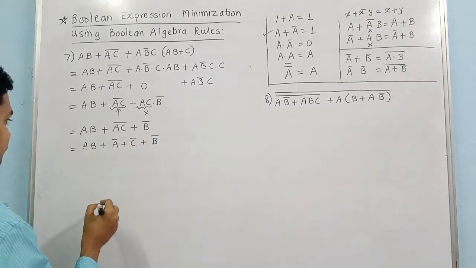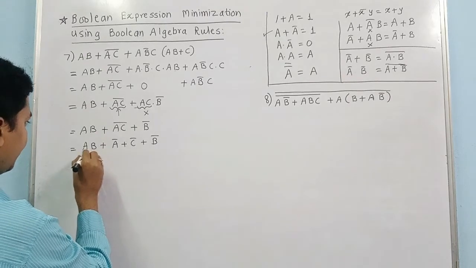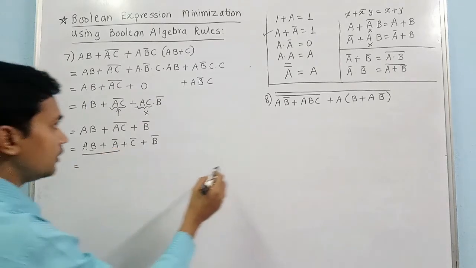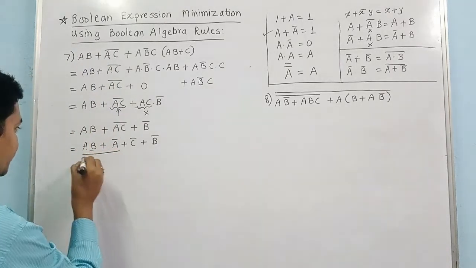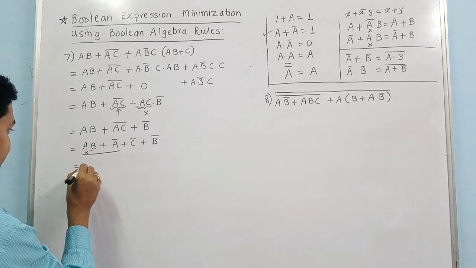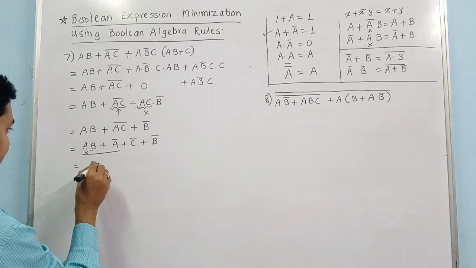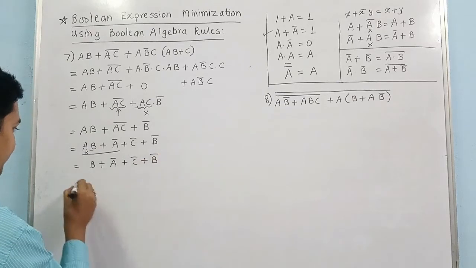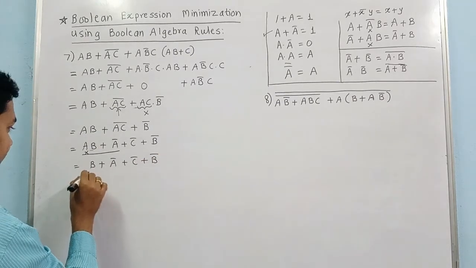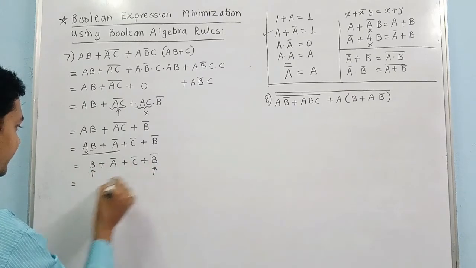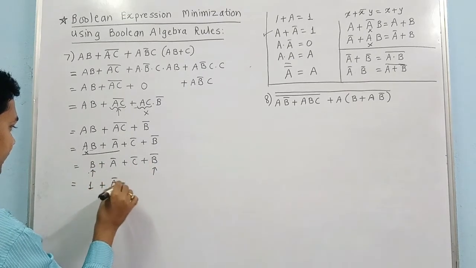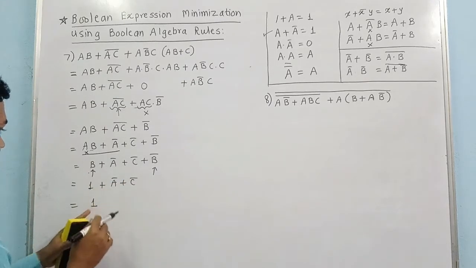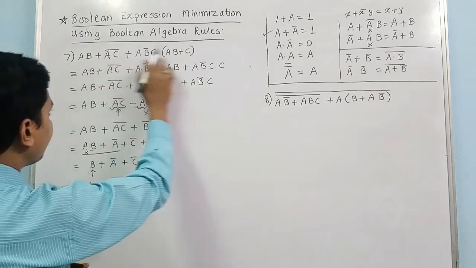Now here you can see ab plus a bar. From this you can apply the redundant literal rule. So a bar plus ab is equal to what? Here a will be cancelled and only b will remain. b plus a bar plus c bar plus b bar. Now the next step: b plus b bar is 1. Then further a bar plus c bar, and 1 plus anything is always 1. So the output is always 1 irrespective of any of the variable values.